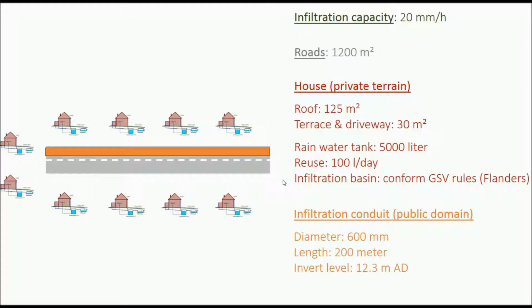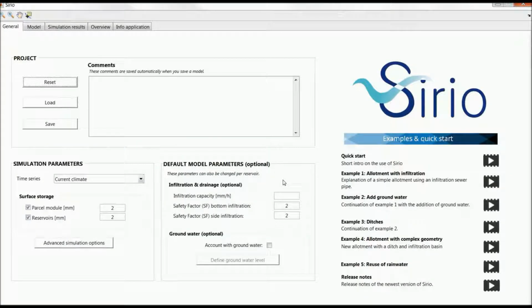So now I'll show you how to model this simple example in Sirio. This is the General tab, the opening screen in Sirio, and here first we will add some default model parameters, like the infiltration capacity for instance. Then we don't have to write the infiltration capacity for all the different elements in our system.